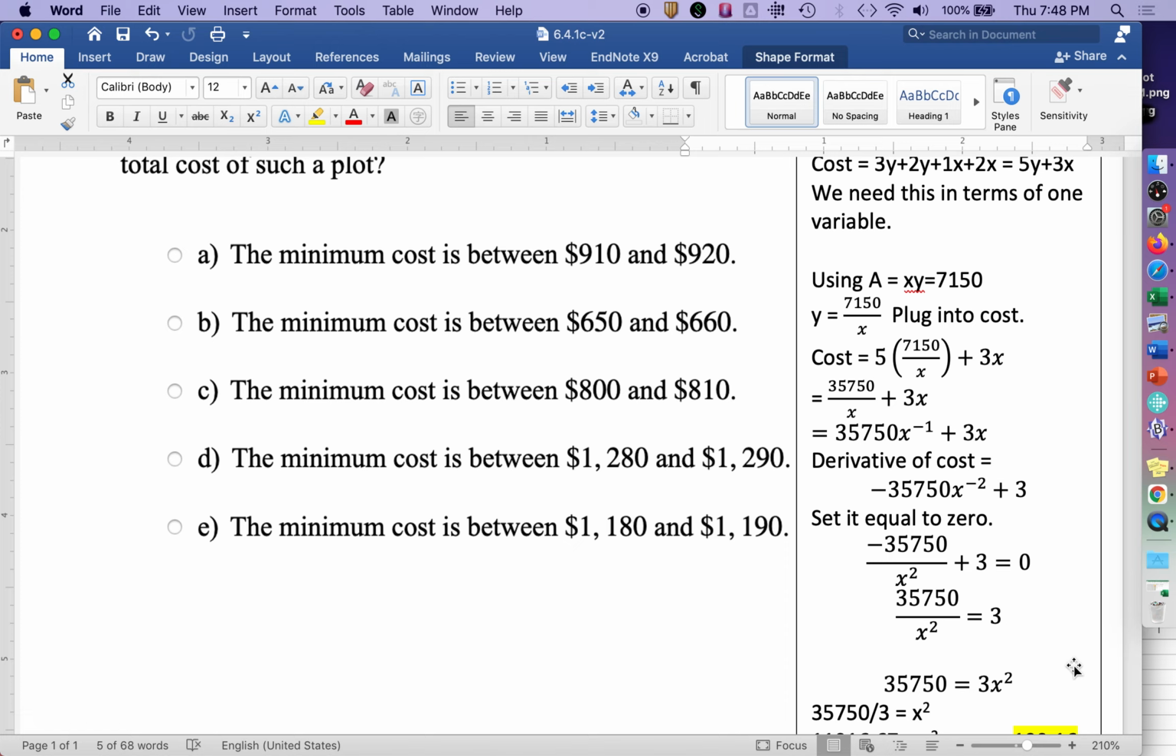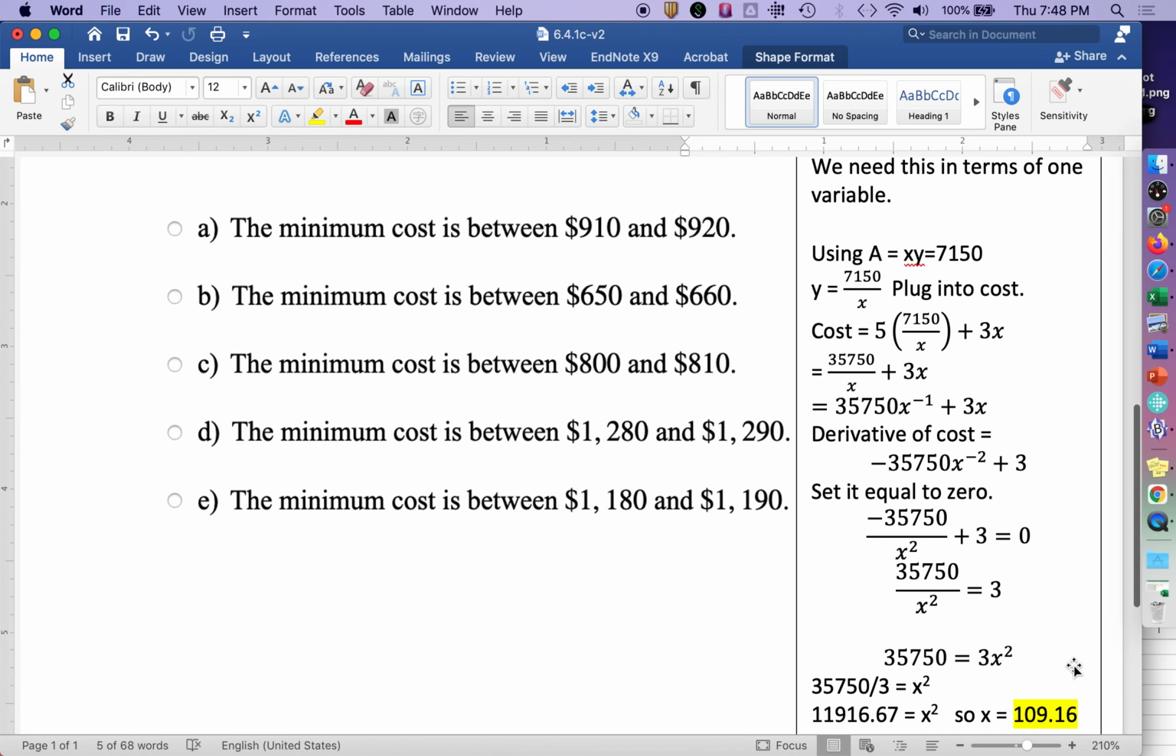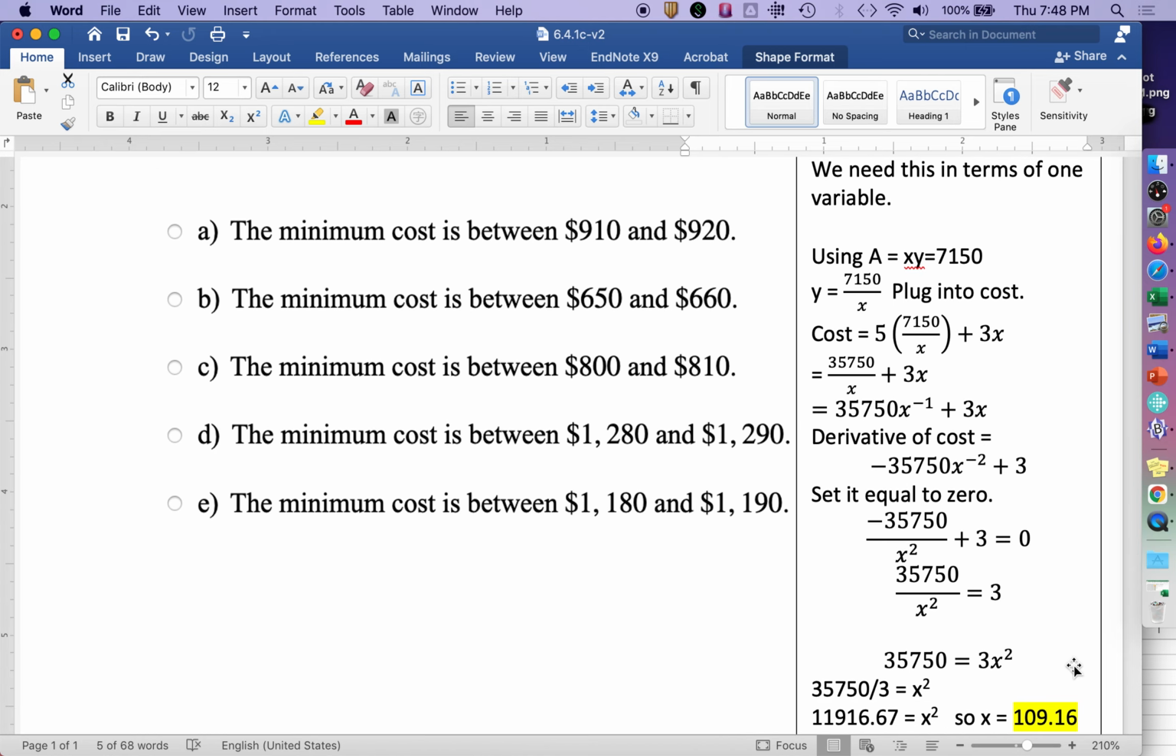And then we take a square root. And I got X to be 109.16. And you can double check my calculations if you'd like. I would encourage you to. I tend to just use Excel as my calculator. In fact, you'll see it in the back here.